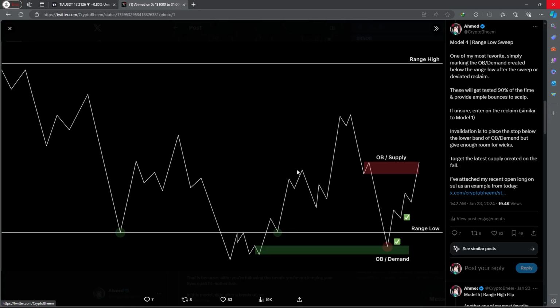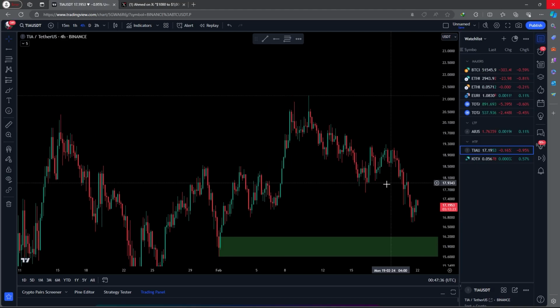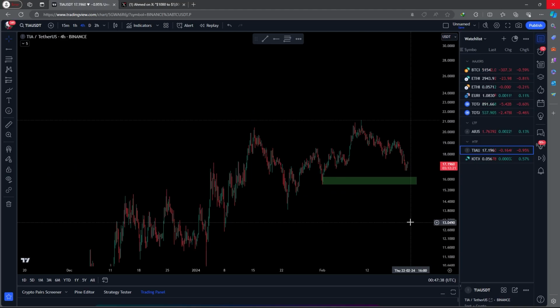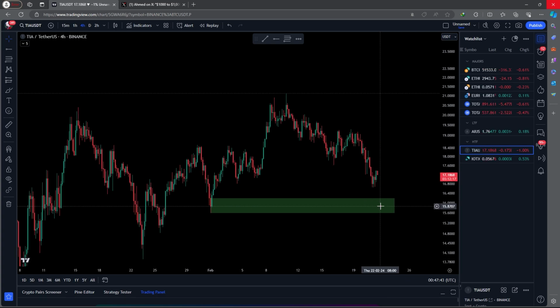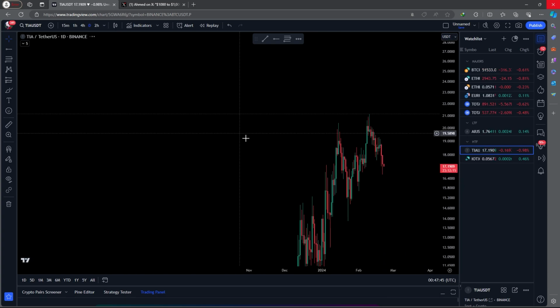Model 4 states that it's a range low sweep. It's like the equal low sweep, but instead of the equal lows, it's going back into the order block or demand as well. Instead of going back from the equal lows, it's going simply just from the range low. Exactly like model 2, just the difference of being range low. Now let's try to identify if we can find one of it on this chart.